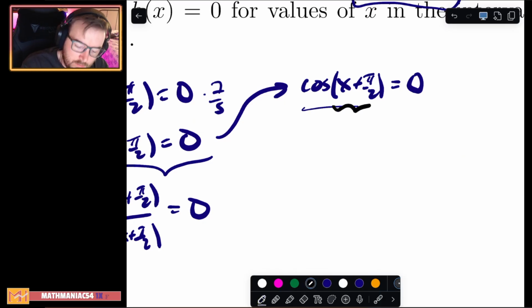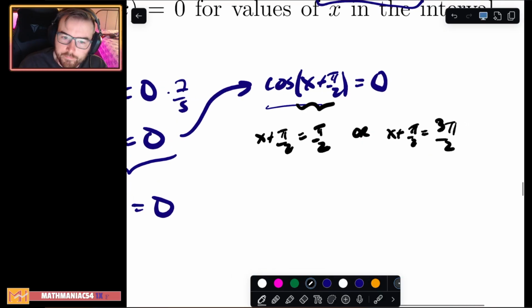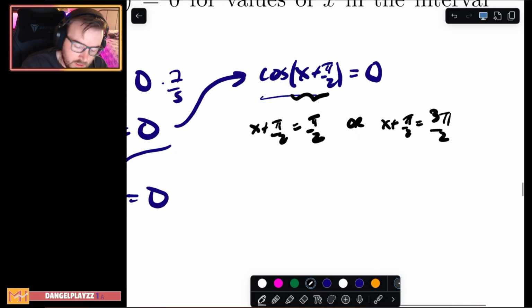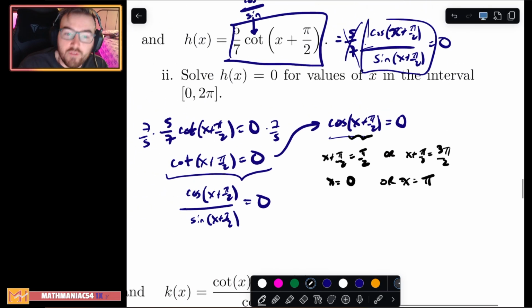And when is cosine equal to 0? What are our options? What are the 2 moments on the unit circle? It's equal to 0 at pi over 2, or it's equal to 0 at 3 pi over 2. So for this solution, subtract the pi over 2 and you get 0. Subtract the pi over 2 and you get 2 pi over 2, which would be pi. So those are 2 of the infinitely many solutions.